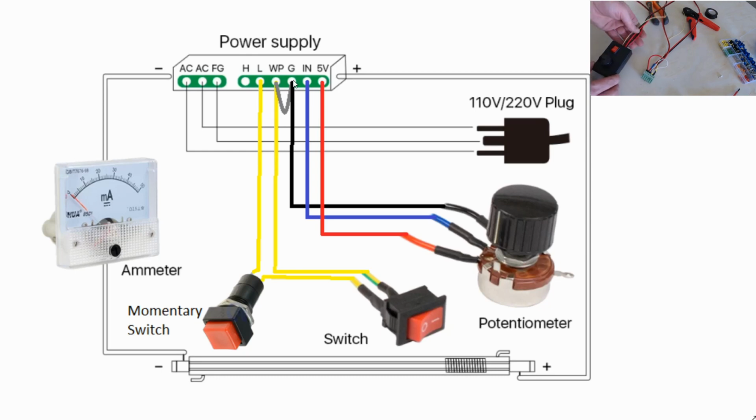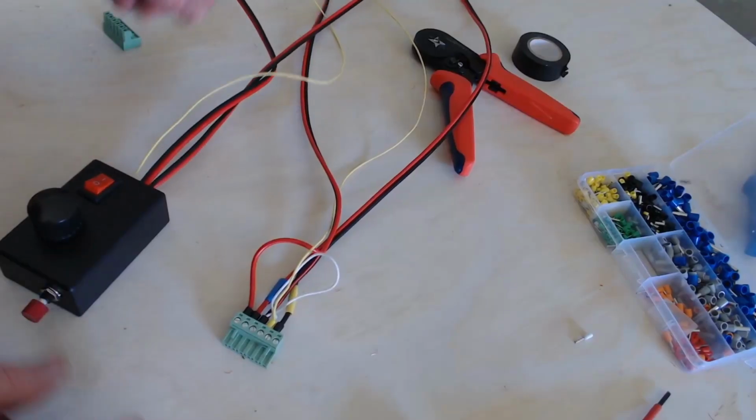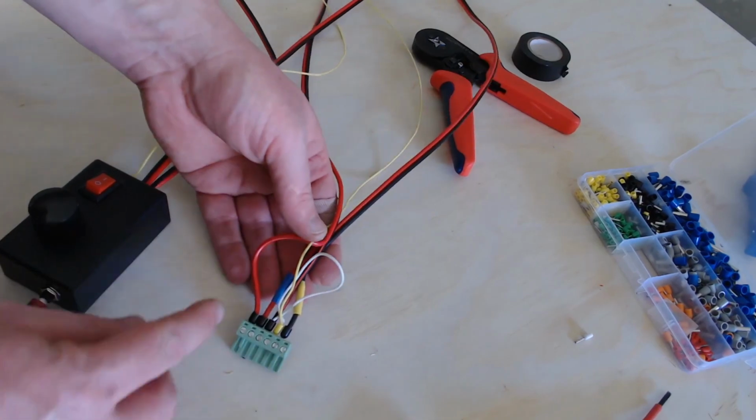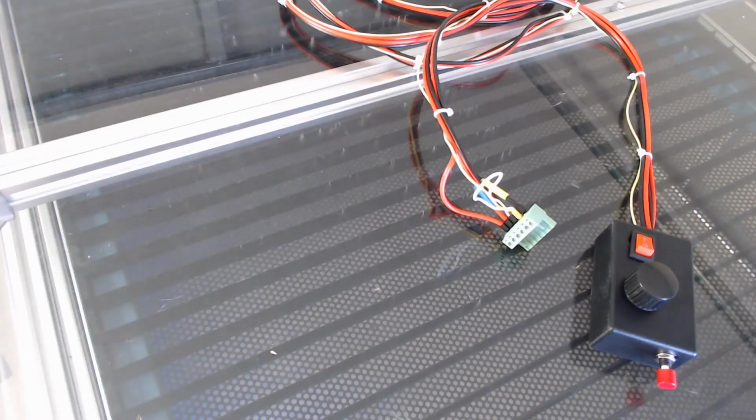The yellow lines here are the pulse switch and the safety switch, and the L and WP, they get connected directly to those switches as shown in this wiring diagram. So the unit would look like this, and the white cable is our little jumper.